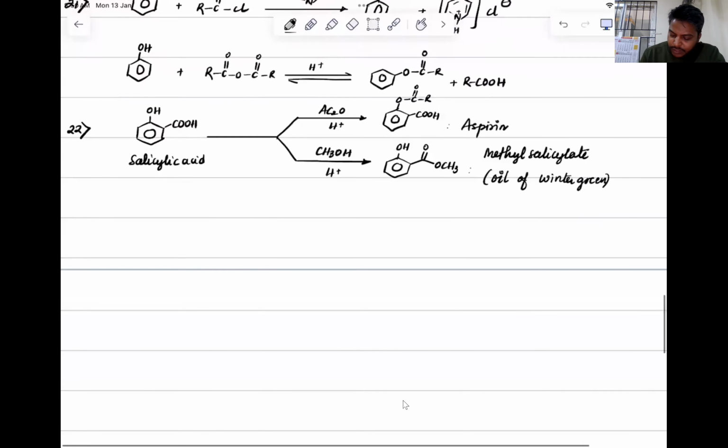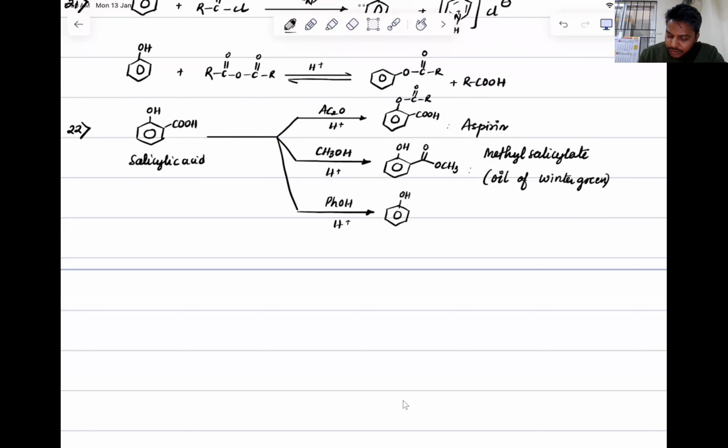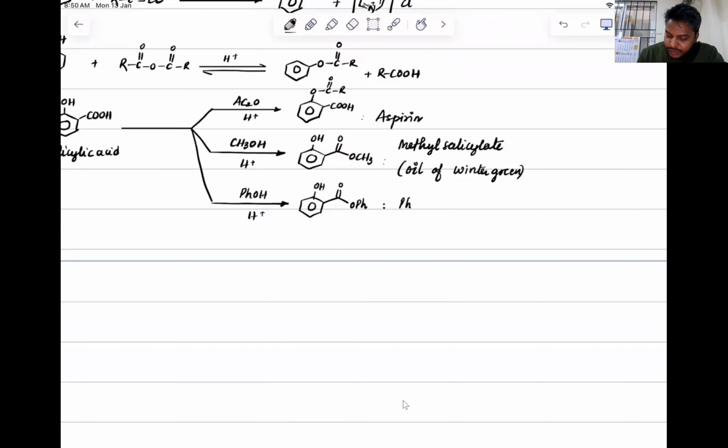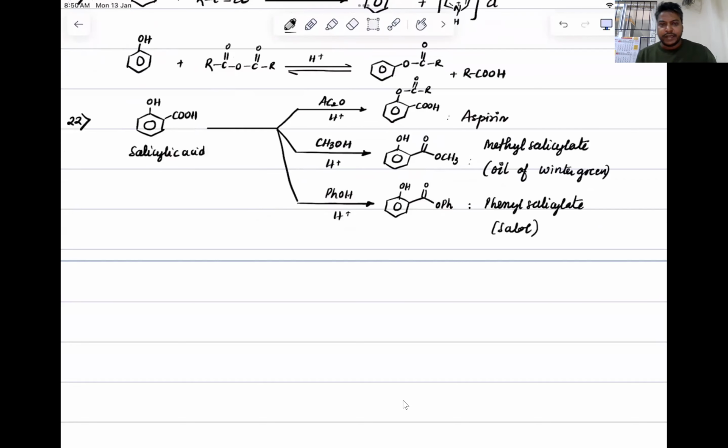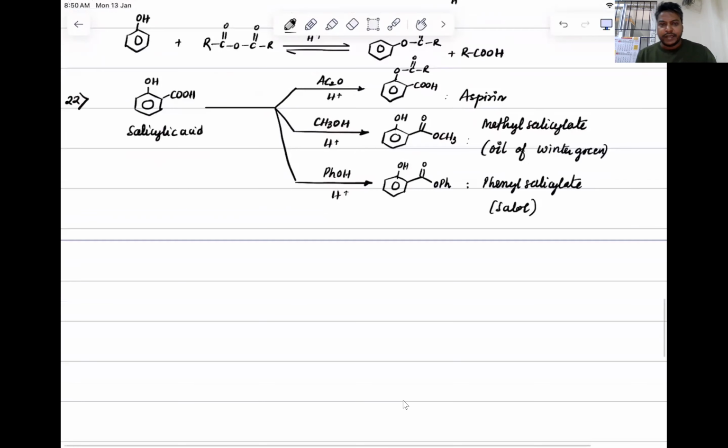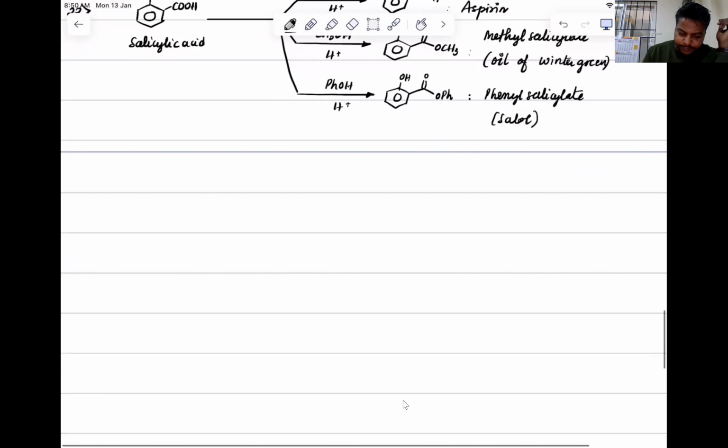Last one is if you react with phenol in the presence of H plus. So here we'll get OH, C double bond O OPh. Clear? And this is phenyl salicylate. Common name is Salol. Okay. Please practice these three reactions. Majority of the time, there is one reaction that will always be included in JEE Mains.